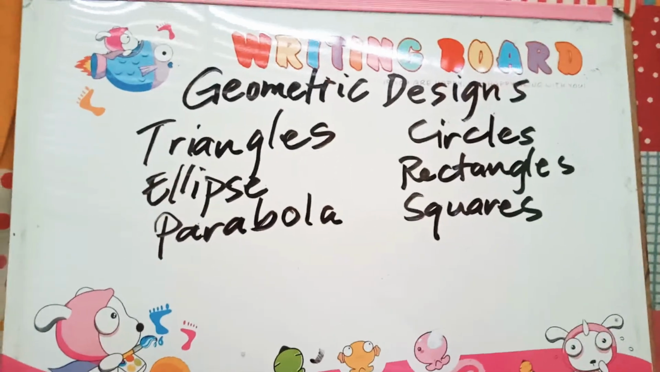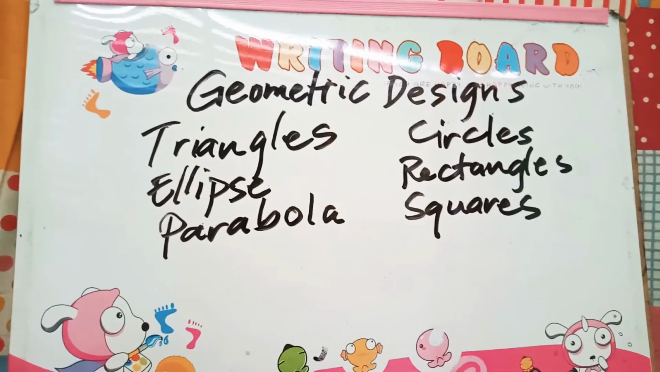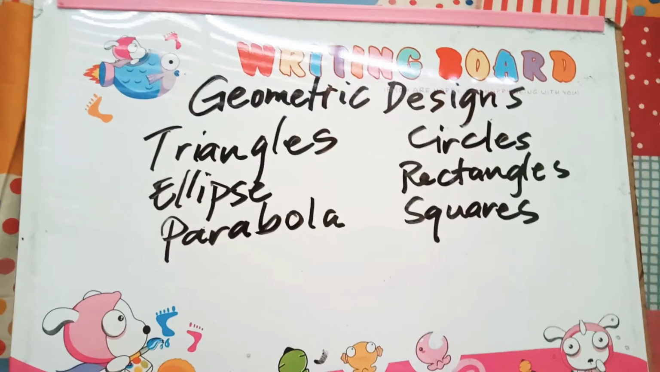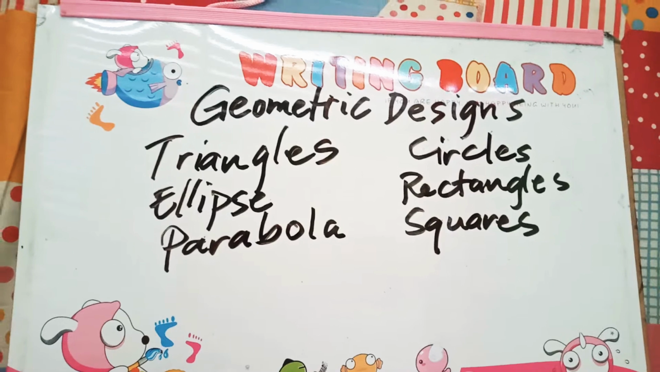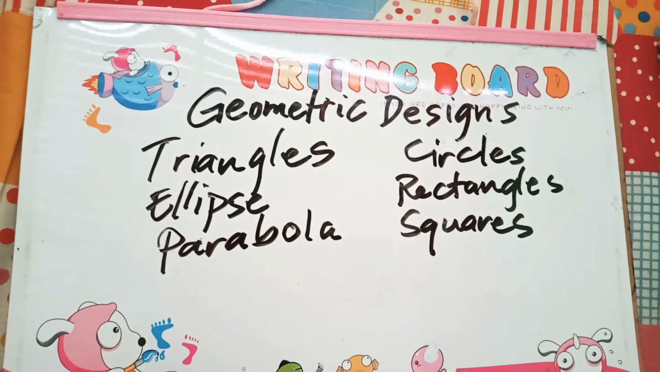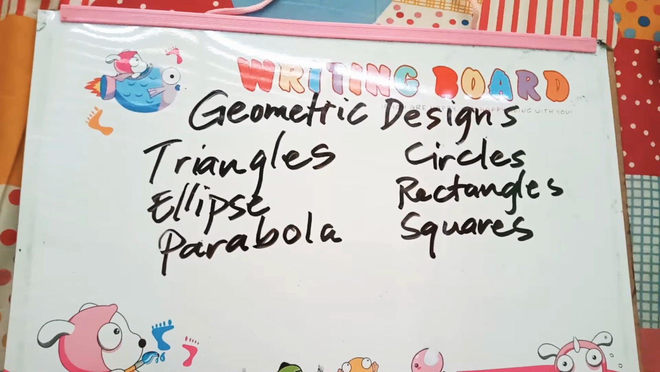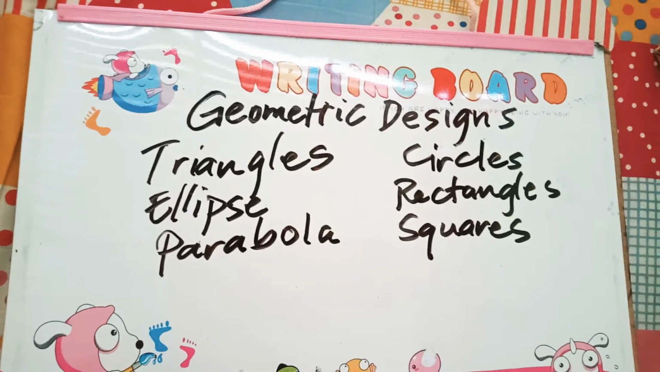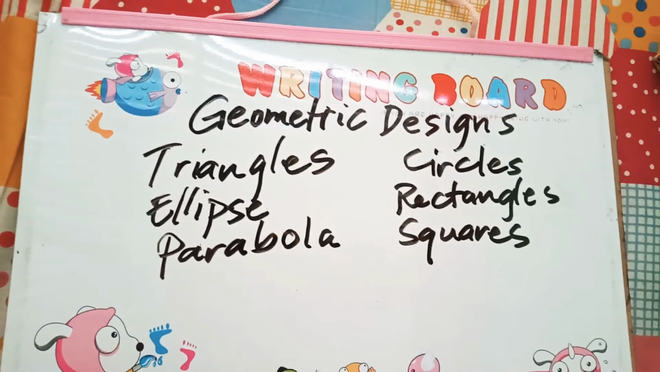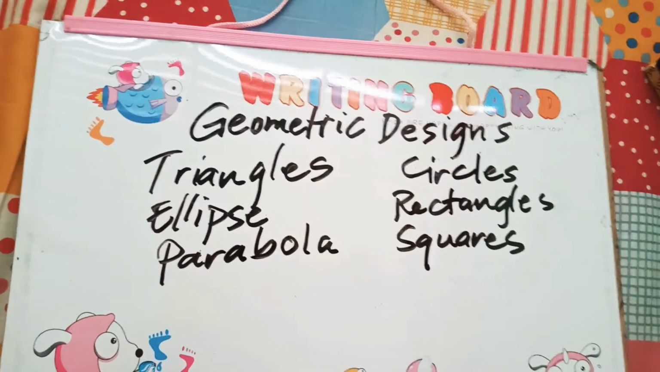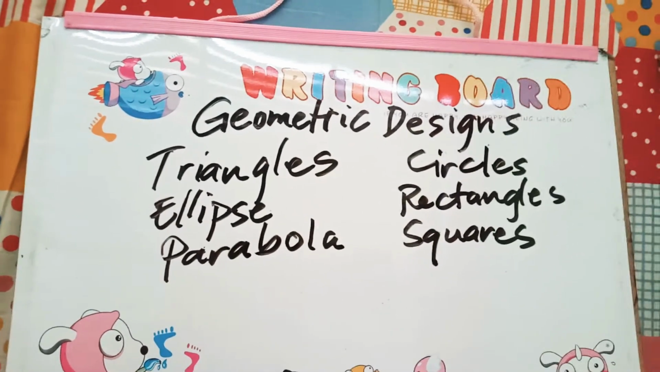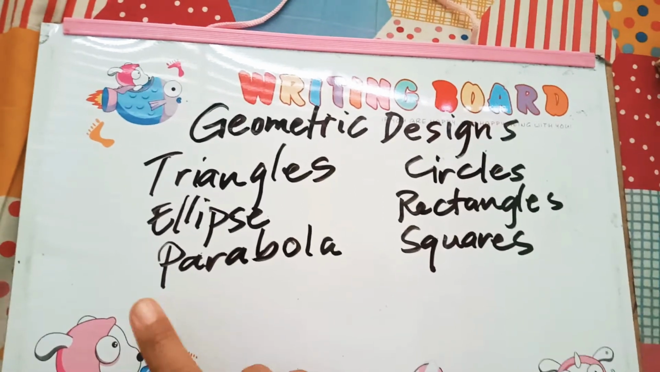Good morning, class. Our lesson for today is all about geometric designs. So, if you look around you, you can see that everything possesses its own shape, from something as simple as a triangle to something as complex as curves such as the ellipse and parabola.